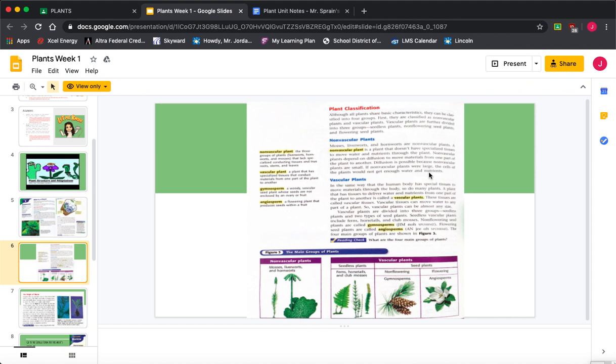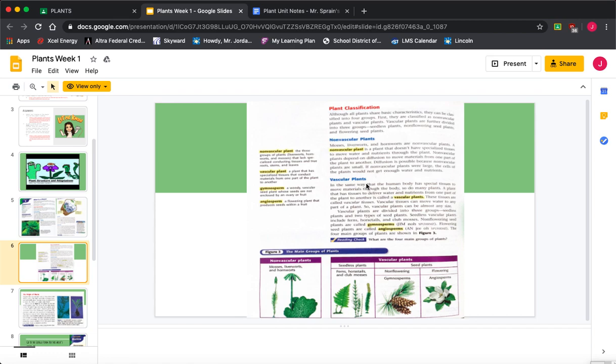Mosses, liverworts, and hornworts are non-vascular plants. A non-vascular plant is a plant that doesn't have specialized tissues to move water and nutrients through the plant. Non-vascular plants depend on diffusion to move materials from one part of the plant to another. Diffusion is possible because non-vascular plants are small. If non-vascular plants were large, the cells of the plant would not get enough water and nutrients. So that's kind of an important feature. Non-vascular plants are quite small.